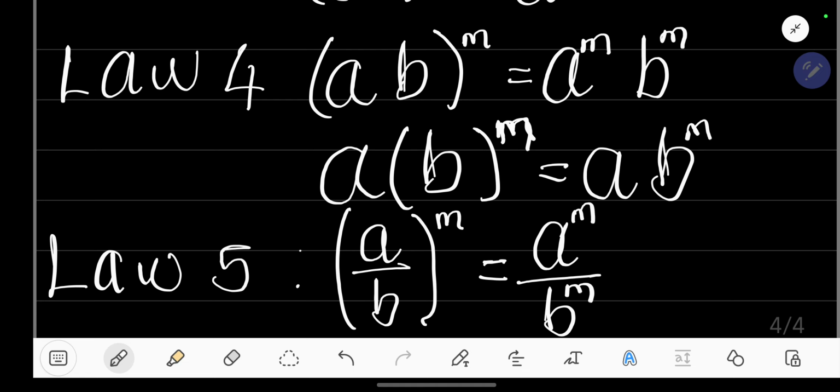Thank you guys. This is part 1 of exponents. We are just going to dive a bit deeper into exponents. I will take some few definitions, and then after that we will do some work based on this.